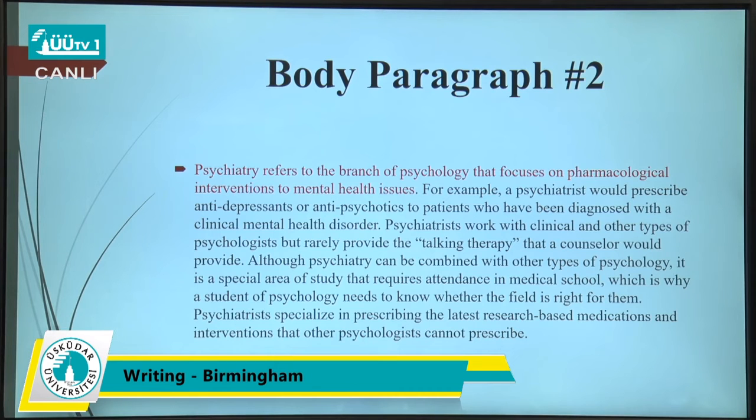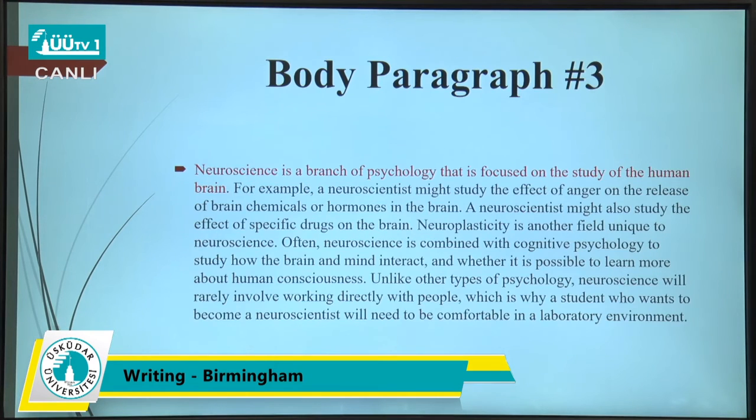Let's talk about the last one, of course the last body paragraph, neuroscience. What is neuroscience? In the topic we should tell what neuroscience is. Neuroscience is a branch of psychology that is focused on the study of the human brain. Again, for example, a neuroscientist might study the effect of anger on the release of brain chemicals or hormones in the brain. A neuroscientist might also study the effect of specific drugs on the brain.